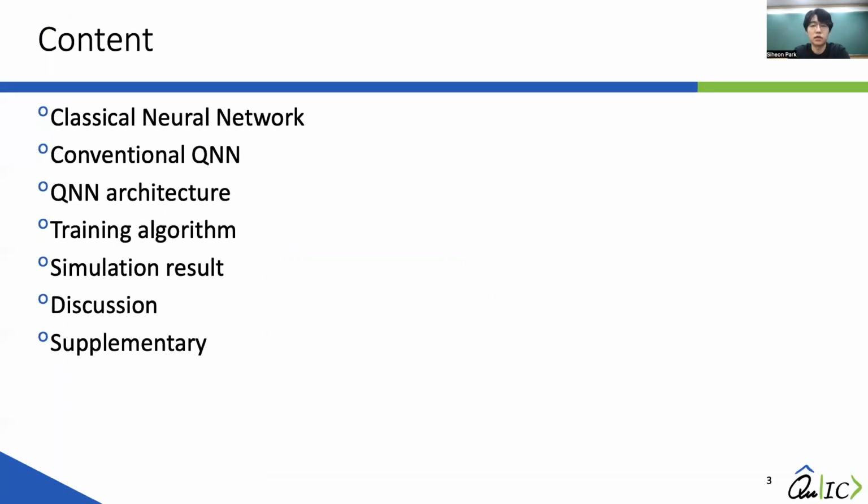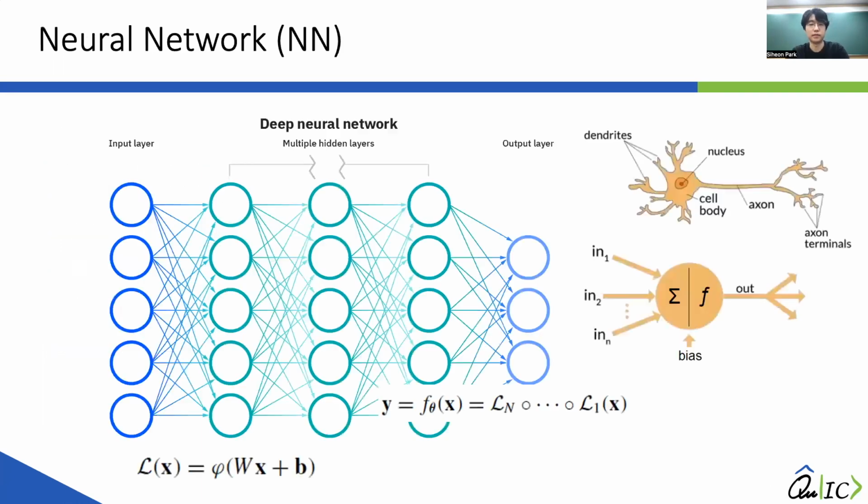So the contents of today's topic is, first, I will introduce classical neural networks and the way we conventionally construct quantum neural networks, and the quantum neural architecture of this paper and a training algorithm suitable for that architecture. And I'll show some simulation results, which are not very important in this paper. And we will keep on going to the discussions.